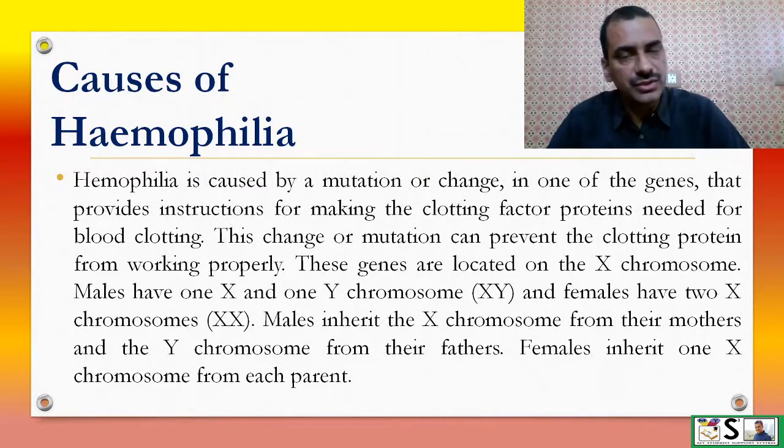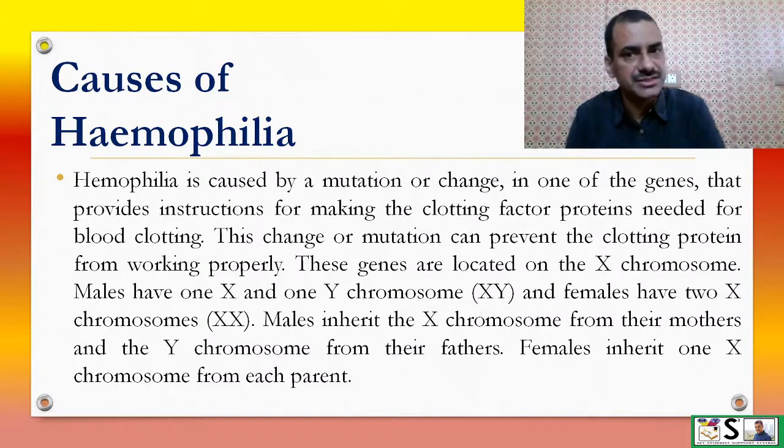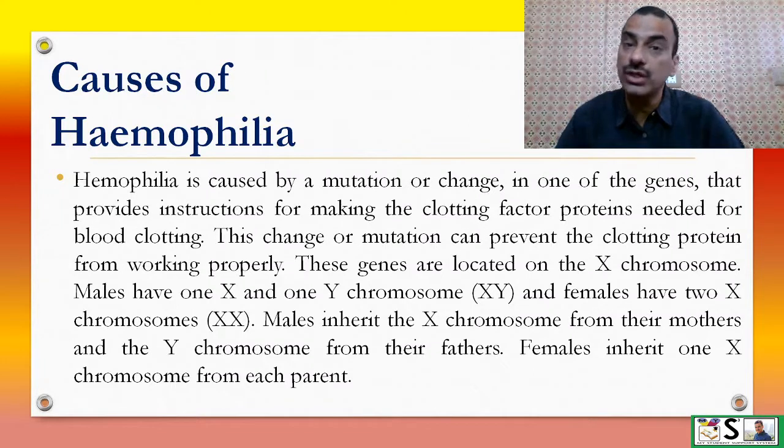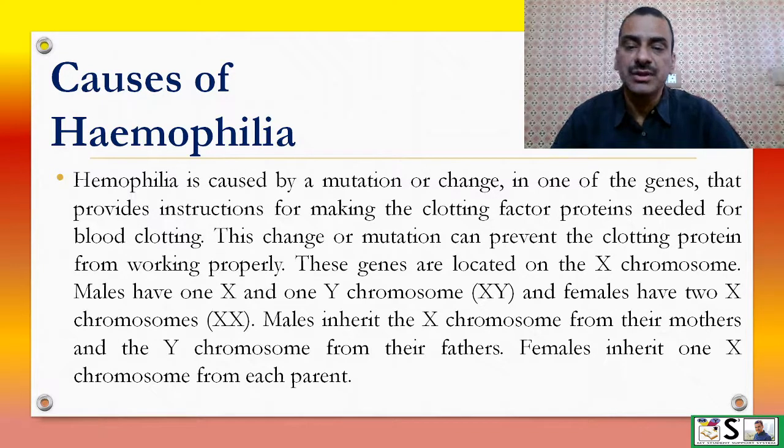What are the causes of hemophilia? Hemophilia is a genetic disorder. It runs in families because it is gene linked. Hemophilia is caused by a mutation or changes in one of the genes that provide instructions for making the clotting factors, a protein needed for blood clotting. This change or mutation can prevent the clotting protein from working properly. These genes are located on the X chromosome.